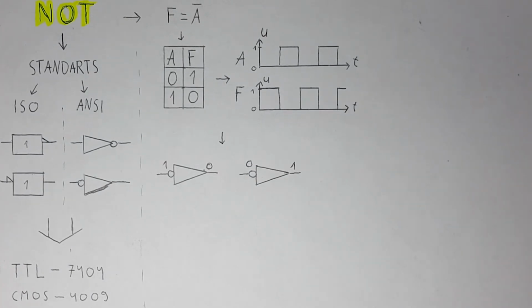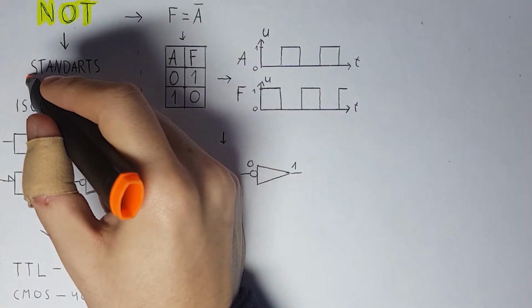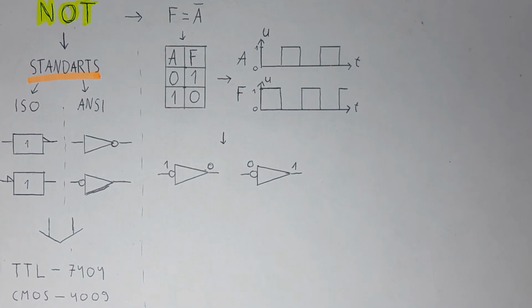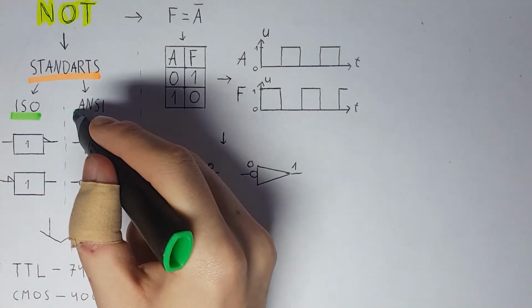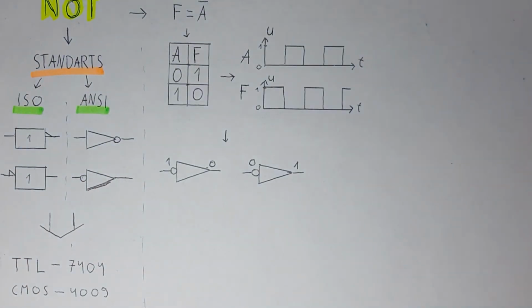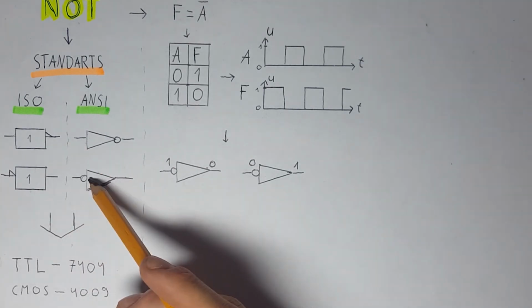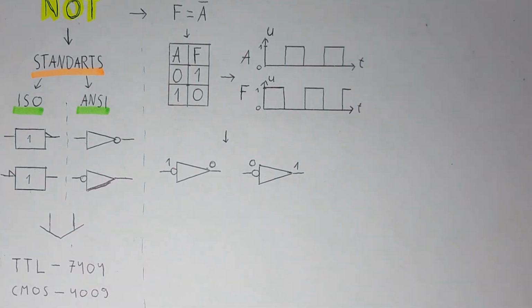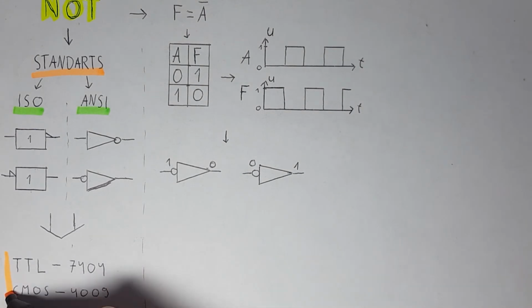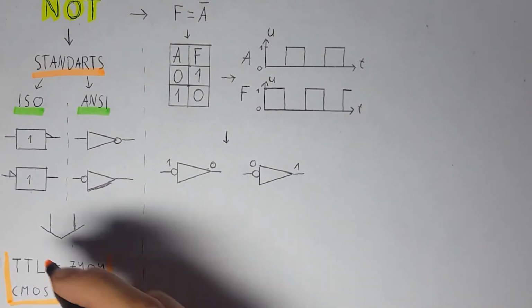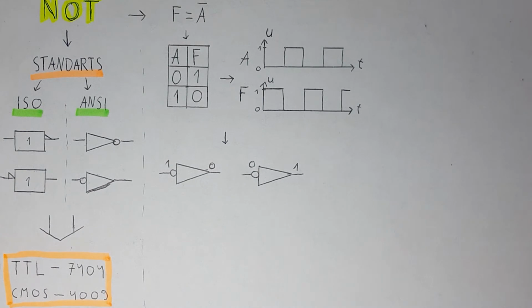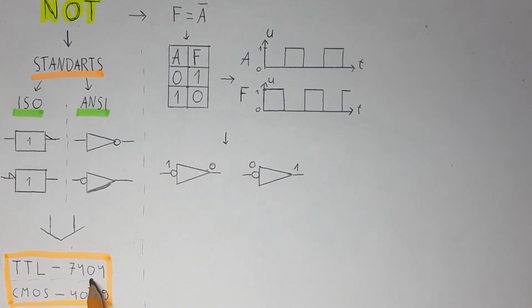So, NOT logic gate. There are both standards drawn, European ISO and American ANSI. The NOT gate has one input and one output. If searched, you can find them by 7404 as TTL, transistor logic, and 4009 as CMOS, complementary metal oxide semiconductor.